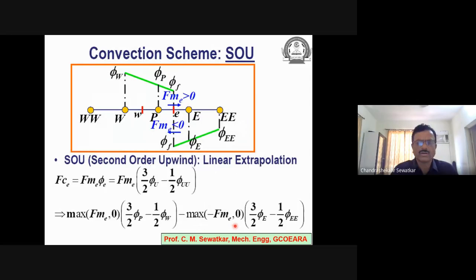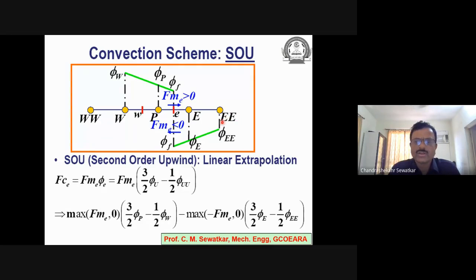When it comes to second order upwind scheme, the equation is F_ce is equal to F_me into phi e. That is F_me. This phi e is to be determined using the expression which we have derived: 3 by 2 phi u minus 1 by 2 phi uu. Now this phi u, when the flow is occurring in the positive direction, it is phi p, and phi uu is phi w. Phi p and phi w.